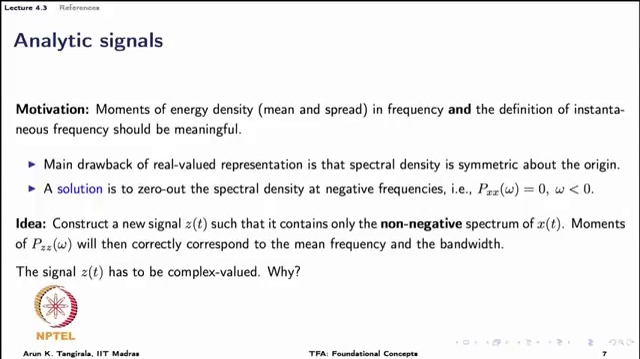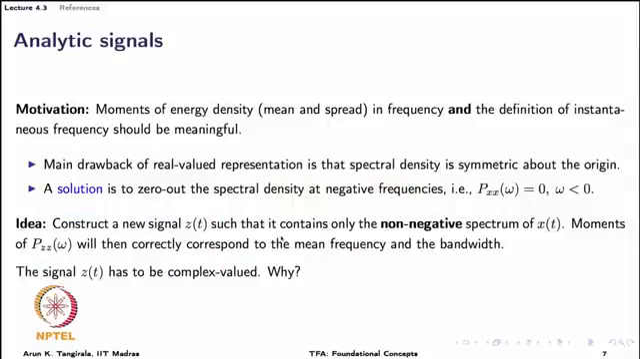So, there are many possible solutions, but a simple solution is to say I am going to construct a new signal out of the given signal such that the spectral density of the new signal at negative frequencies is 0. In fact, this is what you will find as a definition of analytic signals in many texts. All analytic signals will have 0 spectral density at negative frequencies. So, the idea is now to construct a new signal z of t such that it only contains the non-negative spectrum of x of t. Here, S ZZ is essentially the energy spectral density. When I force z of t to have this property, we will show that the mean frequency calculations and the instantaneous frequency calculations will come out all right.